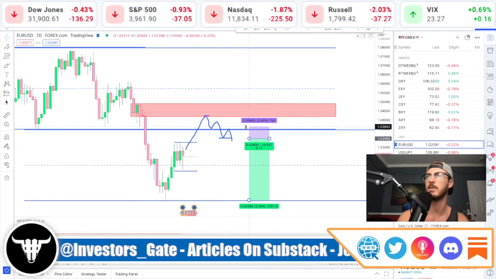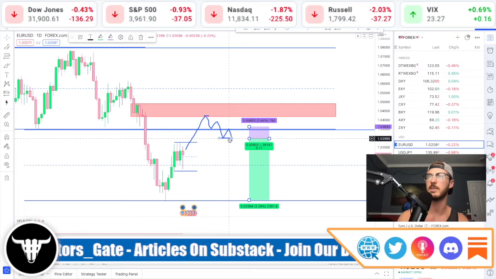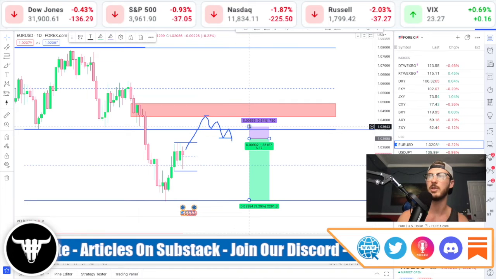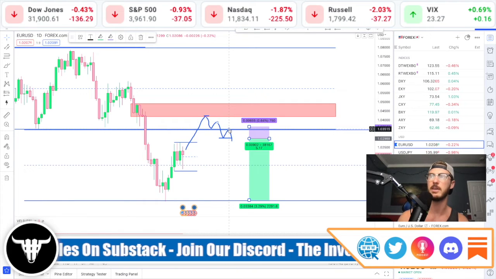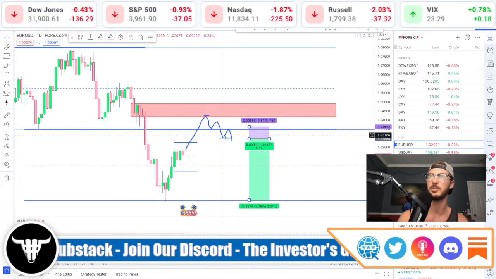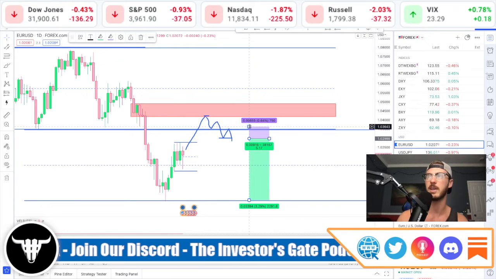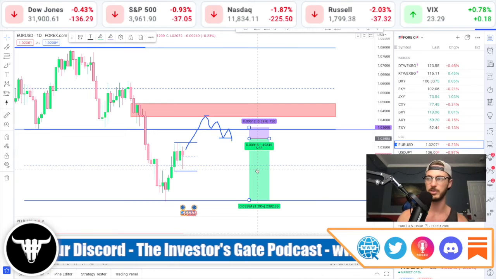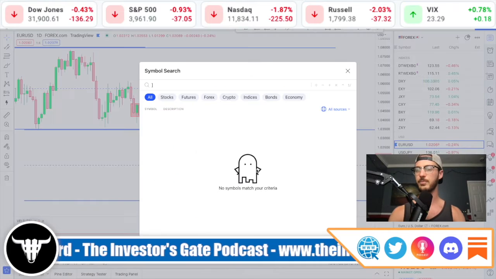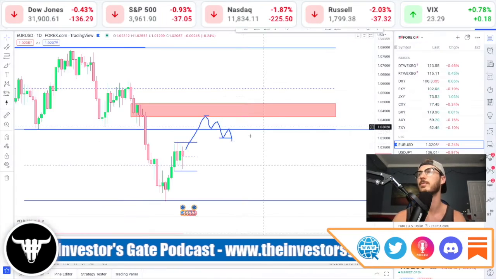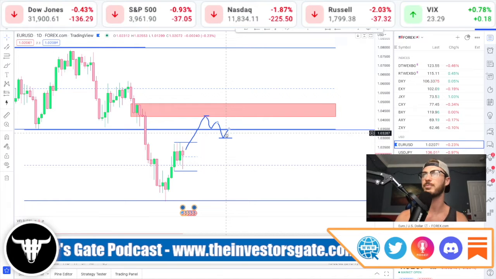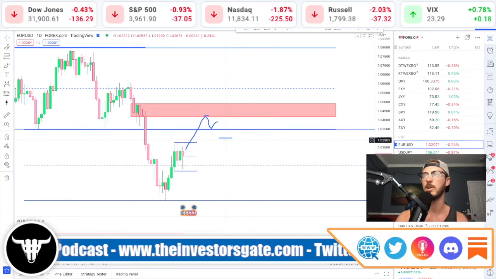Honestly, now that I think about it, as soon as it breaks this level, you can use the previous high, even if it's not the absolute high from the initial downward move, as your stop and still have a pretty decent risk to reward. But yeah, that's what I'd be looking for in the euro.